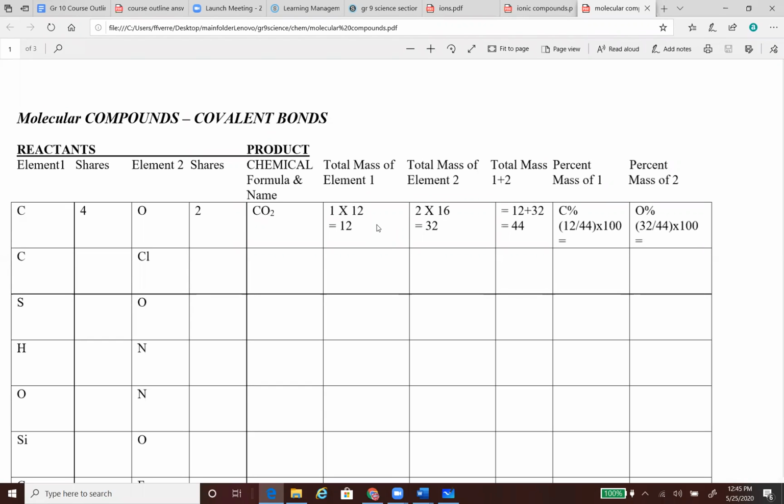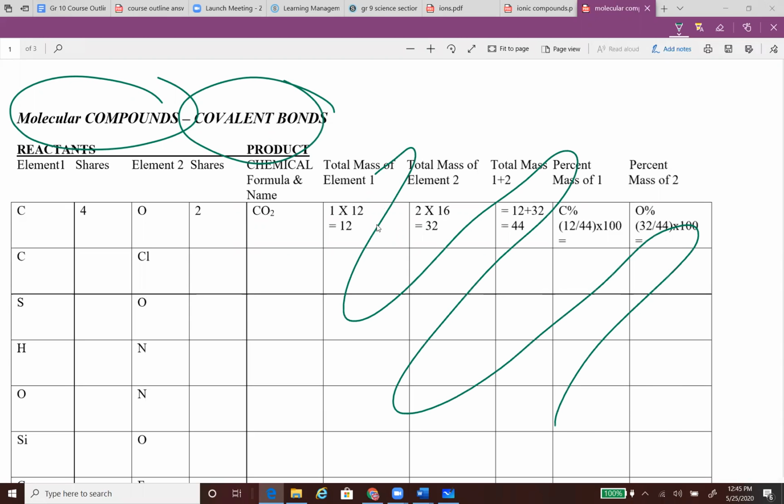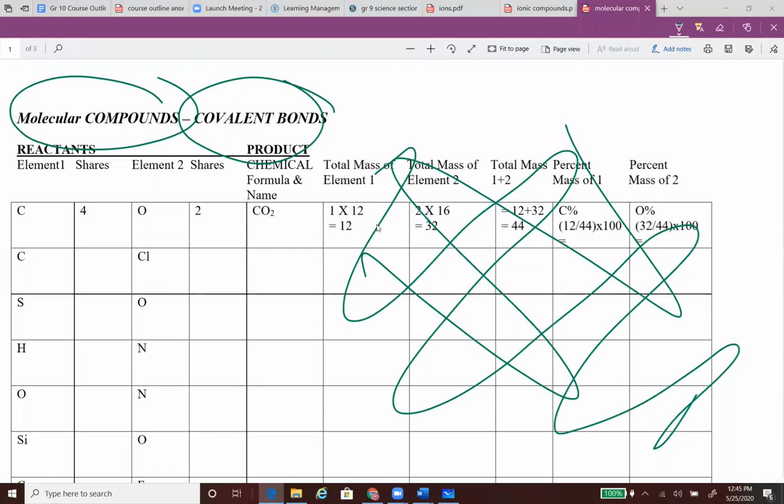Sometimes elements will share electrons. So instead of taking or giving electrons, they share them. If they do that, then they're called molecular compounds, or covalent compounds, same thing. Again, with this sheet, we're not going to figure out the mass of this stuff, so don't worry about that. I just want to focus on the naming. This one is maybe a little bit trickier on the one hand, and a little bit easier on the other.